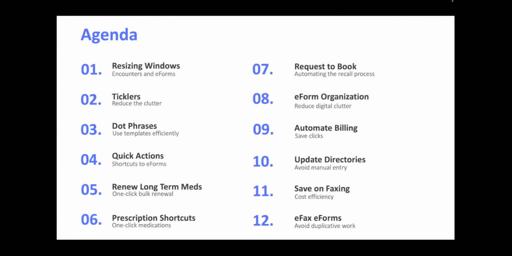So this is the agenda for today. We're going to be going over quite a bit. First and foremost, things like resizing windows, managing things like Ticklers, using things called dot phrases, quick actions, renewing long-term medications, prescription shortcuts, using a request to book feature, which we're currently developing, eForm organization, automating billing processes to save clicks, updating directories, and also saving on costs such as faxing. Finally, we'll also talk a bit about eFaxing eForms and how that can avoid duplicative work in your workflow. So with that, let's get started.